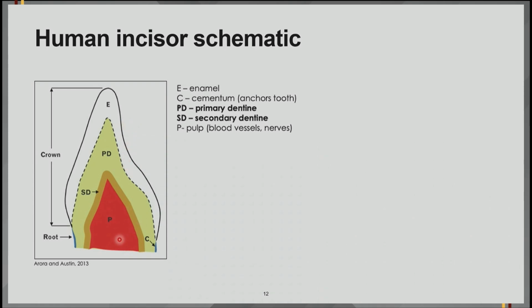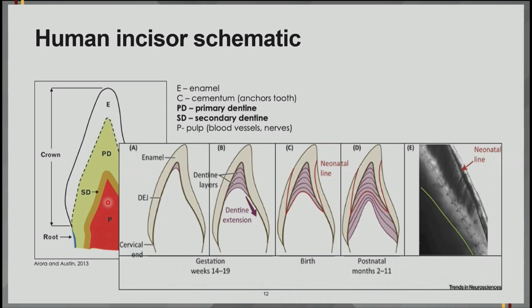So the pulp is where there's blood flow, and what happens first is the development of the primary dentine, which erupts from the gums, and then there's secondary dentine, which is growing after the tooth has erupted. And what's critical in this, and this is again sort of mapping how that tooth is growing, is that at this figure C, at birth, there's a neonatal line formed that we can actually see using the microscopes that we can look at in the teeth.